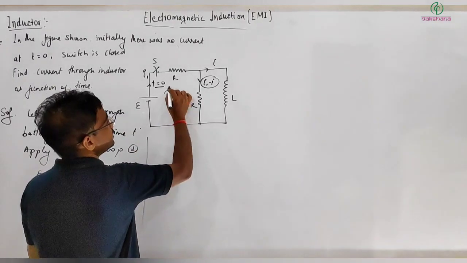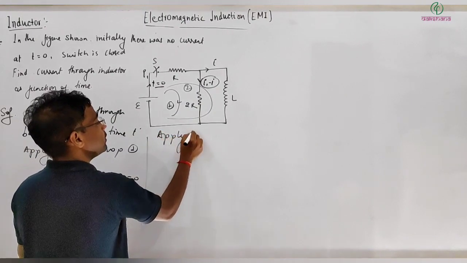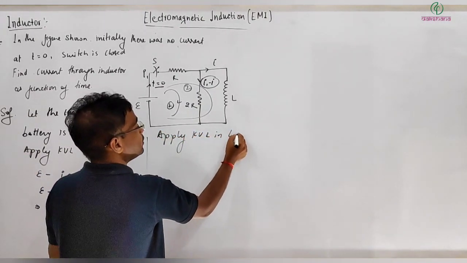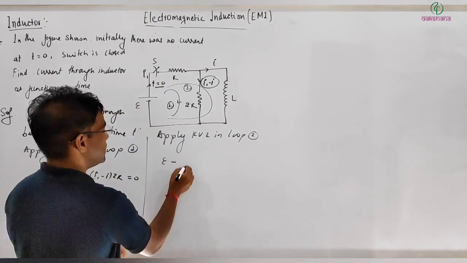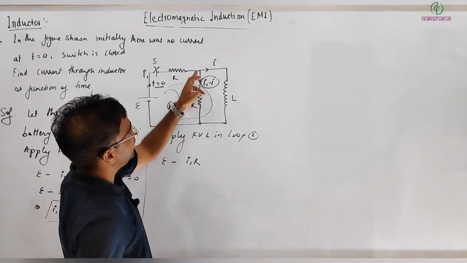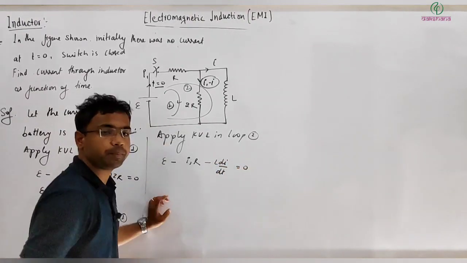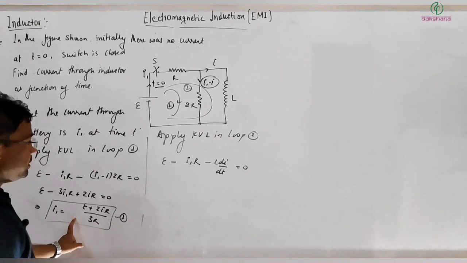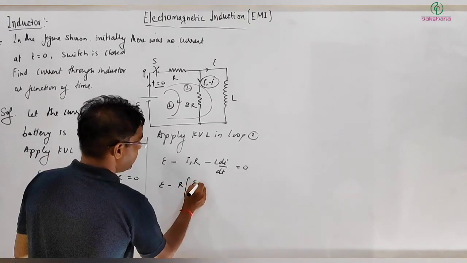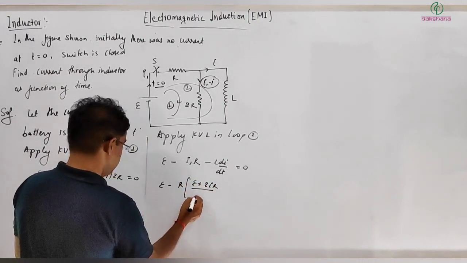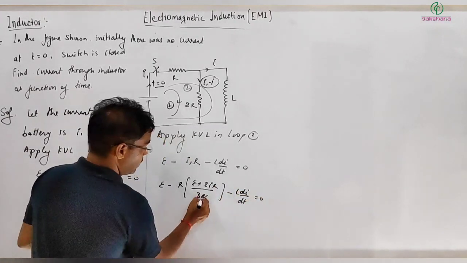Similarly, I can consider another loop this way. So let's say this is loop 2. Again apply KVL in loop 2. Then again I can go from here. So it's E minus, across this, I1 into R, and then this loop, then minus L di by dt equal to 0. Clear? I1 value I can substitute from here. So this is E minus R multiplied by (E plus 2IR) divided by 3R minus L di by dt equal to 0. R gets cancelled.